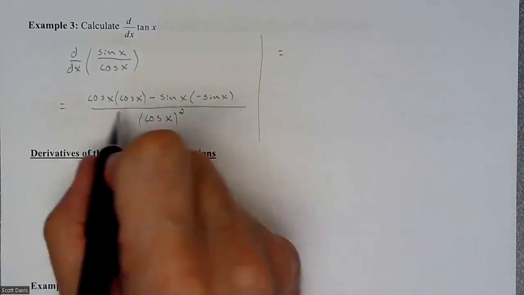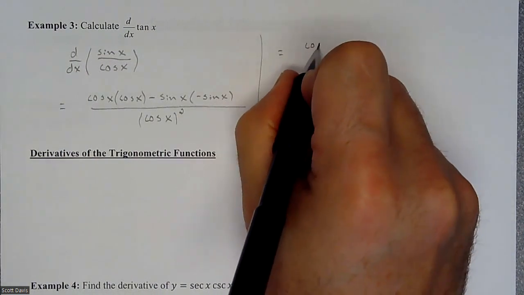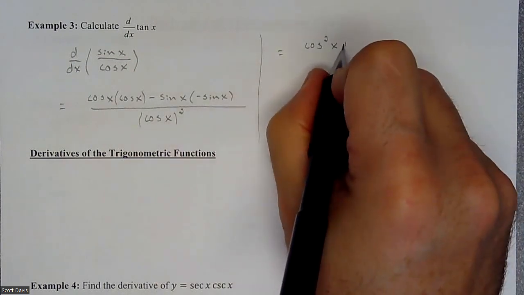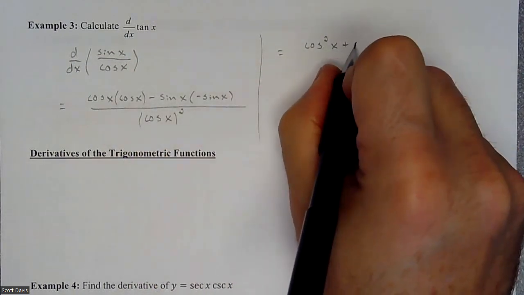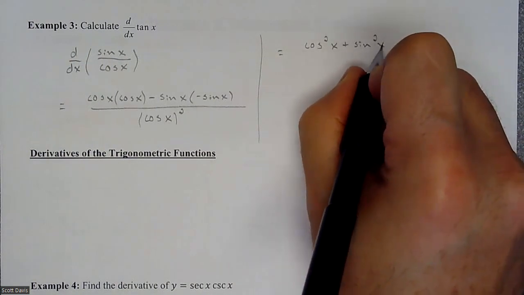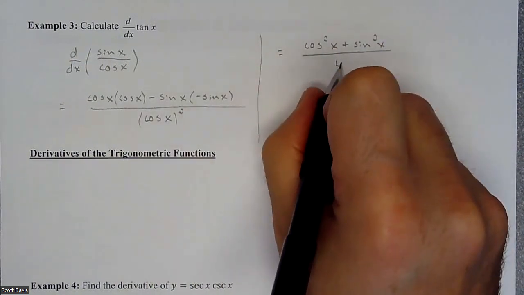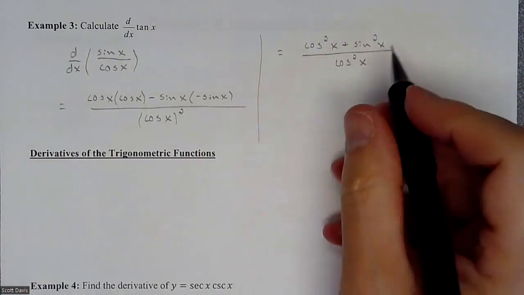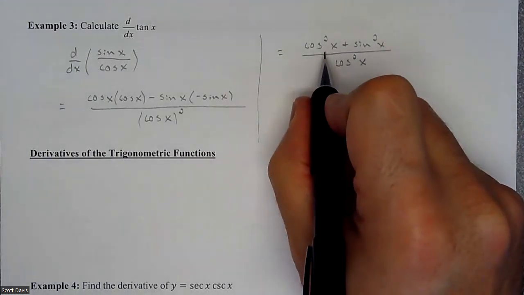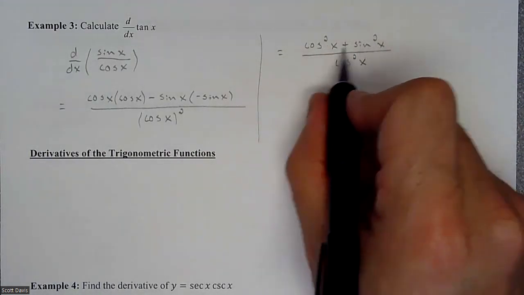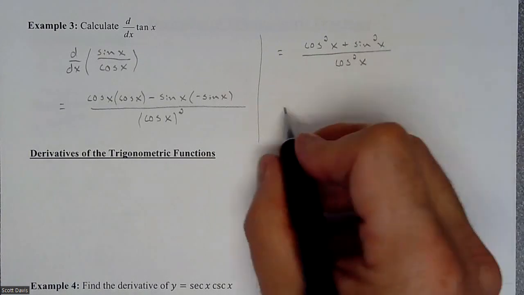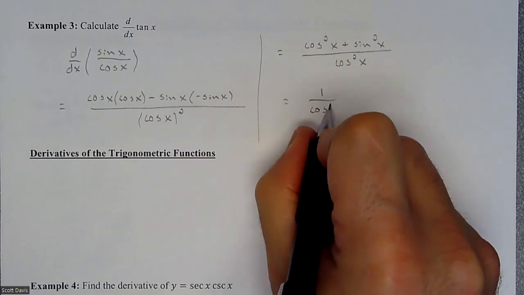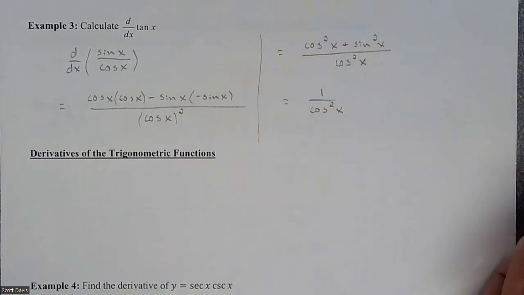We use algebra and trig to manipulate this. So we have cosine squared, and then we have a negative and a negative, so that's going to turn into a positive. Sine times sine is sine squared, and that's going to be over cosine squared. Now, before I go crazy trying to cancel things, I actually have this perfectly set up as one of our Pythagorean trig identities: cosine squared plus sine squared is 1, so we have 1 over cosine squared.